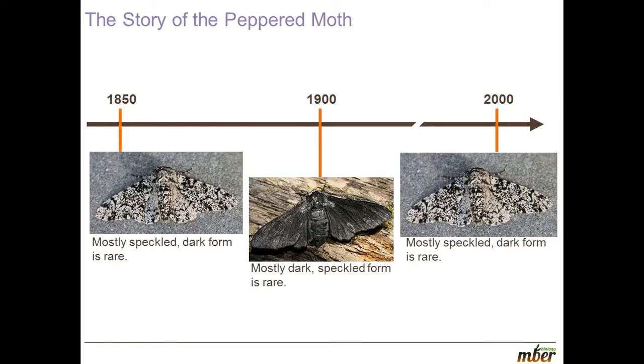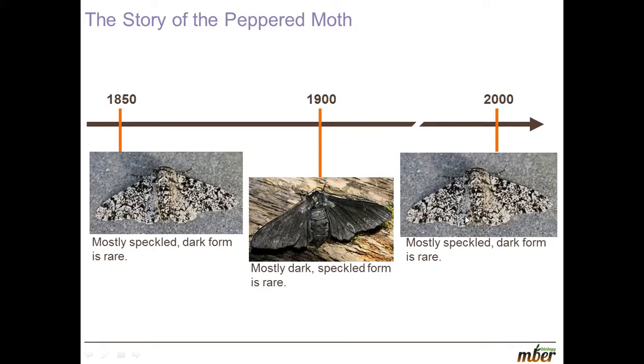As the tree trunks darkened, that provided an advantage to this dark form of the moth. So now, during the day when it's resting and birds want to come along and eat it, these black ones are blending in beautifully. The speckled ones are standing out dramatically, and those are the ones that the birds would eat. Okay?